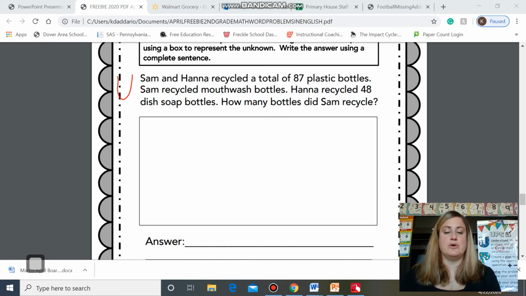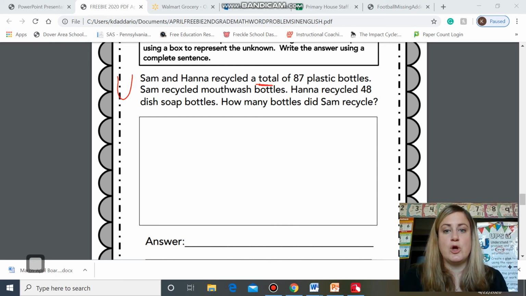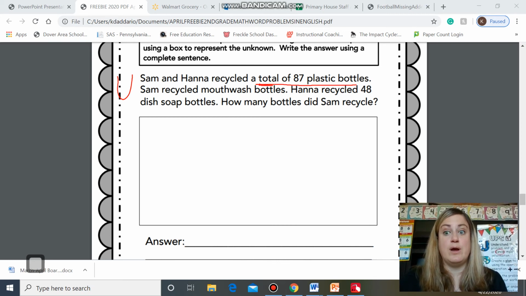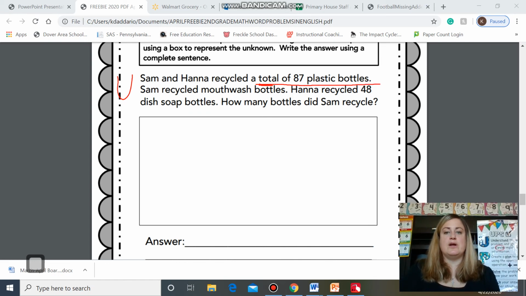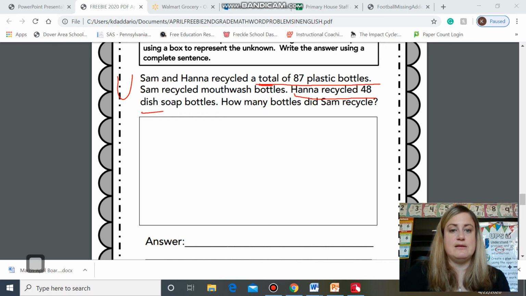So I'm going to go back and reread it and then underline the important information. Sam and Hannah recycled a total of 87 plastic bottles. That's important, and especially this word here, total, I'm going to underline as well. Since it's the word total, that kind of tells me that I'm not trying to find out the sum or difference, I might be trying to find out a missing number. Sam recycled mouthwash bottles. There's no number, so I'm not going to underline this sentence. Hannah recycled 48 dish soap bottles, so I'm going to underline that.